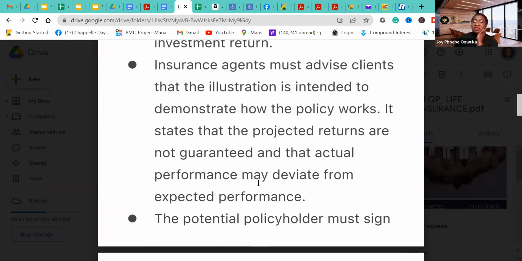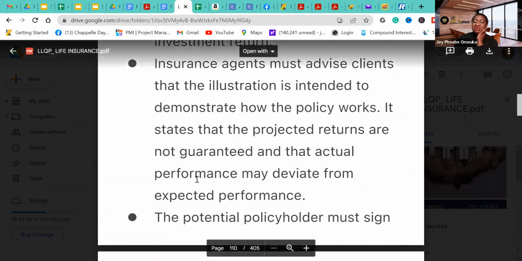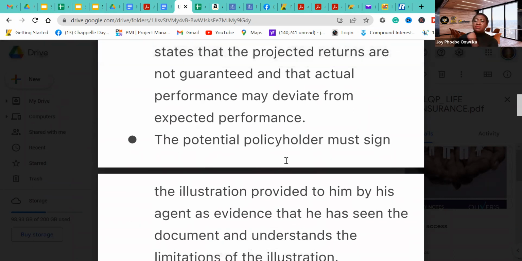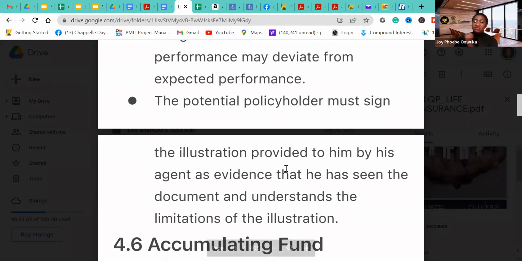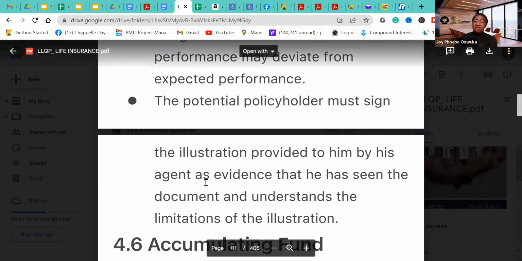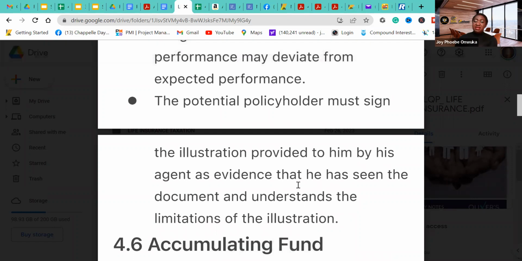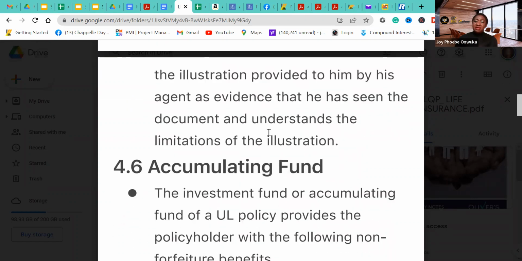Insurance agents must advise clients that the illustration is intended to demonstrate how the policy works. It says that the projected returns are not guaranteed and that actual performance may deviate from expected performance. The potential policyholder must sign the illustrations provided to him by his agent as evidence that he has seen the document and understands the illustration.